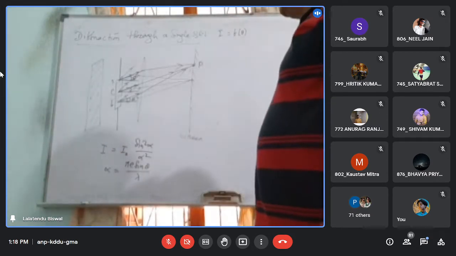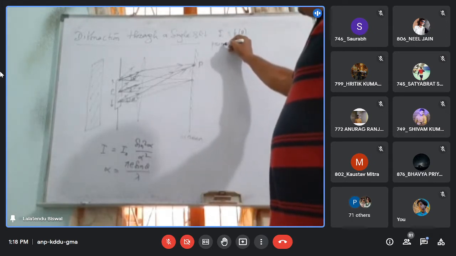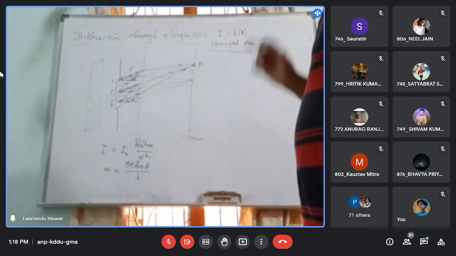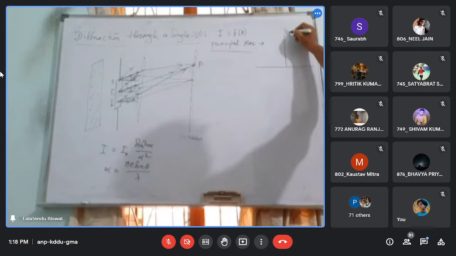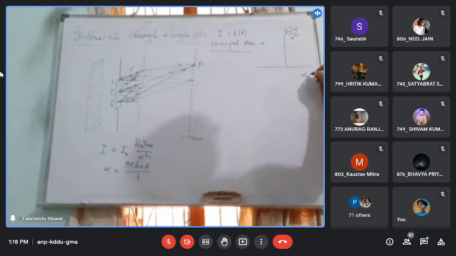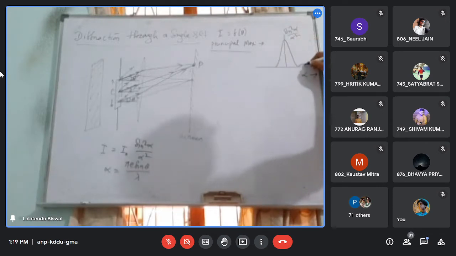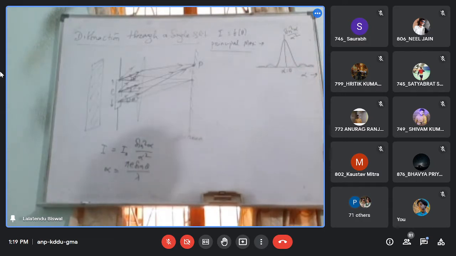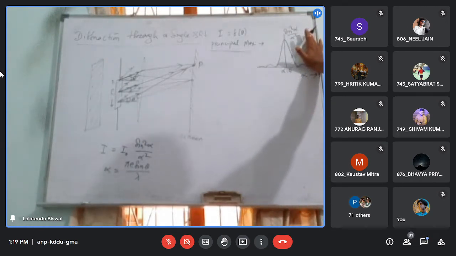Now we wanted to estimate the positions where maxima will be seen. First of all, we discussed principal maxima. I showed you in the last class, if I plot sin square alpha by alpha square with alpha, the graph goes like this. A very huge maximum at alpha equal to 0. So it is obvious that this maximum will have the maximum intensity, and at alpha equal to 0, there will be a maximum.